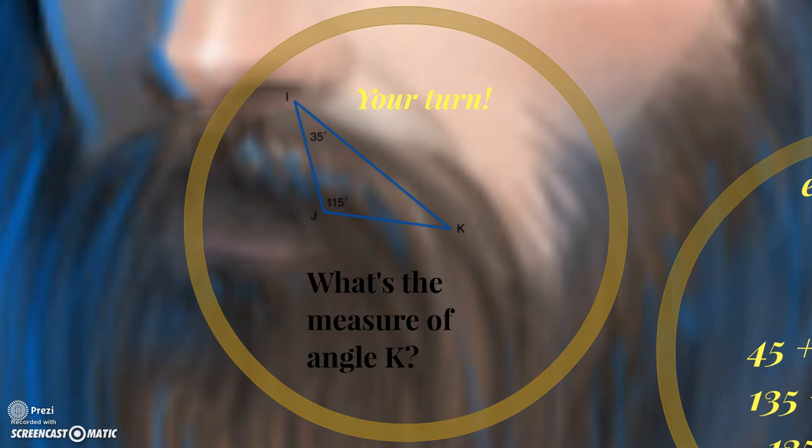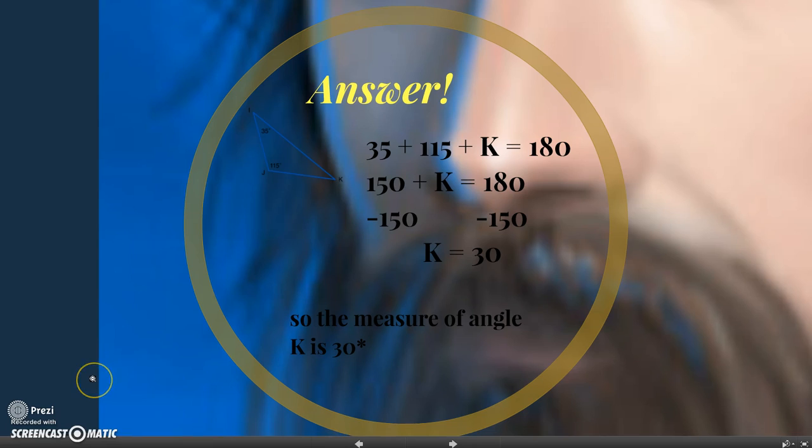Your turn. Find the missing angle K. What's the measure of angle K? Take time to pause the video and figure it out. Here is the answer. 35 plus 115 plus K equals 180. 150 plus K equals 180. Subtract 150 from both sides and K equals 30. So the measure of angle K is 30.